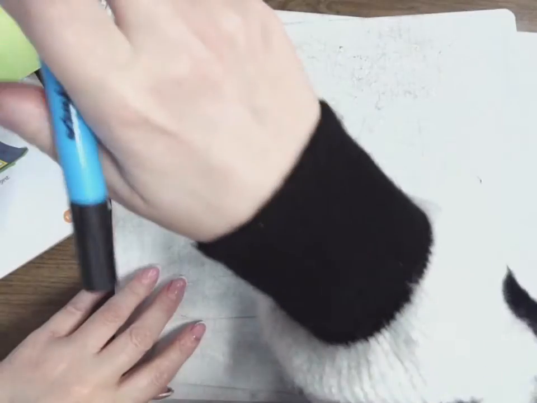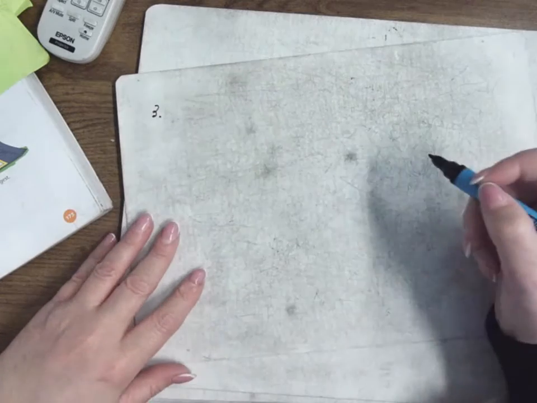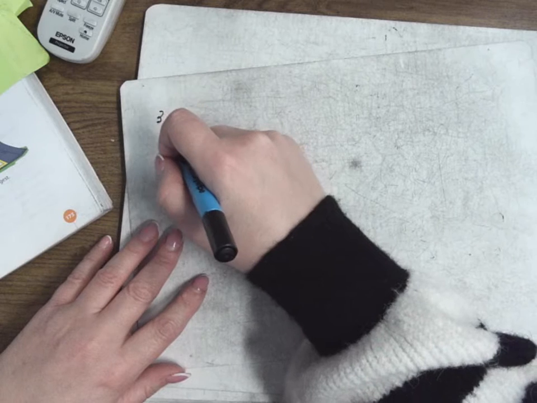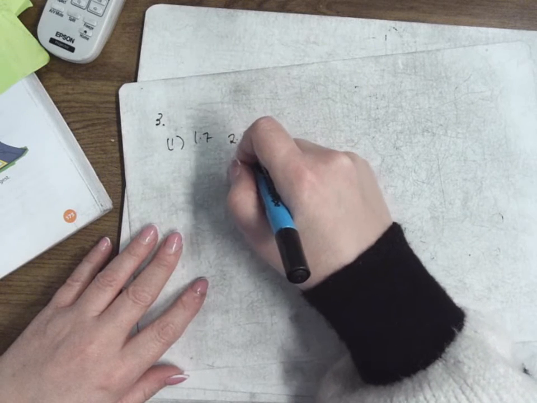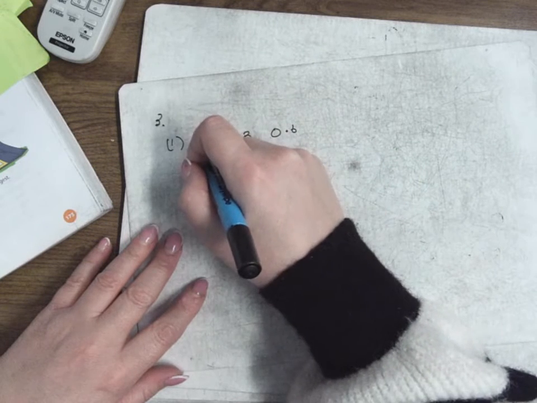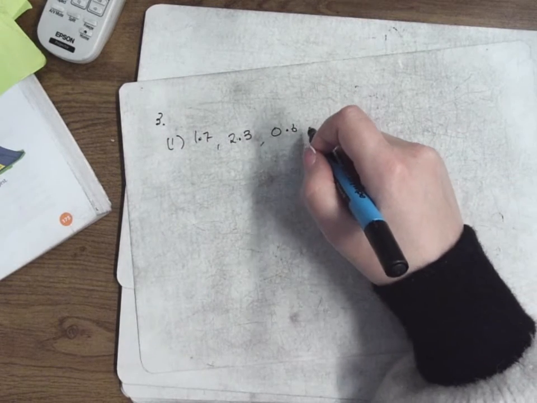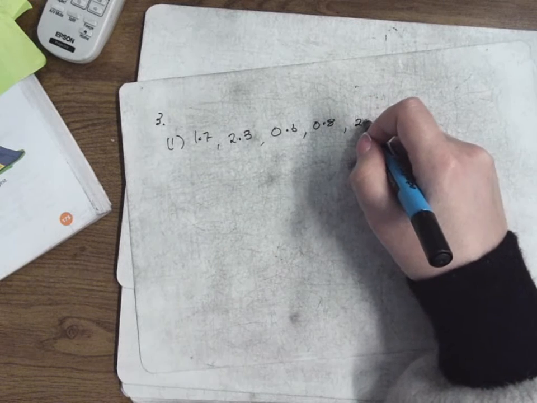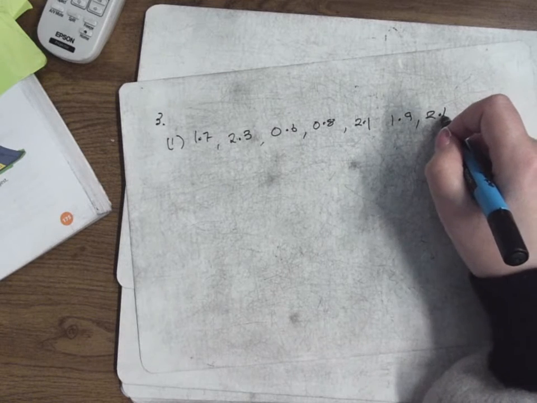Number 3, you want 3 done. Right, a few people want 3 done. Right, great. Okay, right. So number 3 says, find the range of the following sets of data. So it's 1.7, 2.3, 0.6, 0.8, 2.1, 1.9 and 2.4. Right, what's the biggest number in that list?